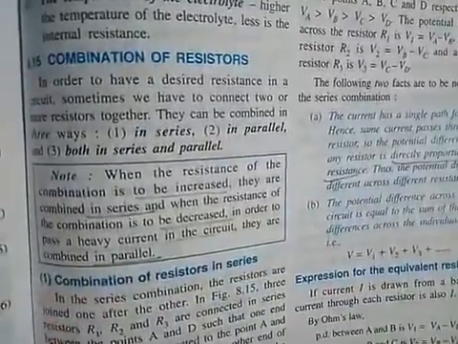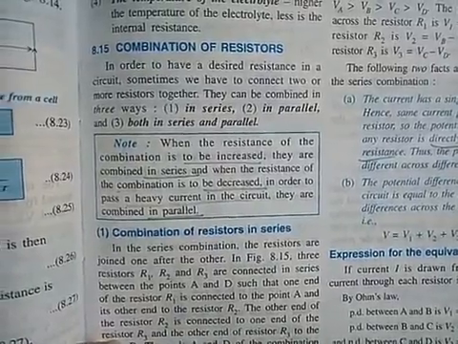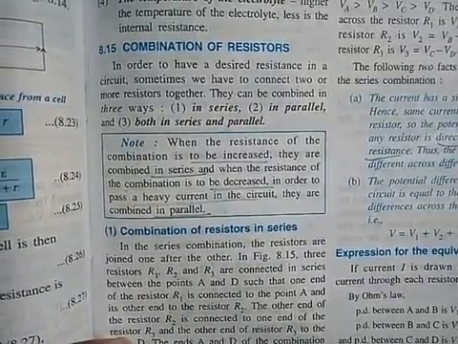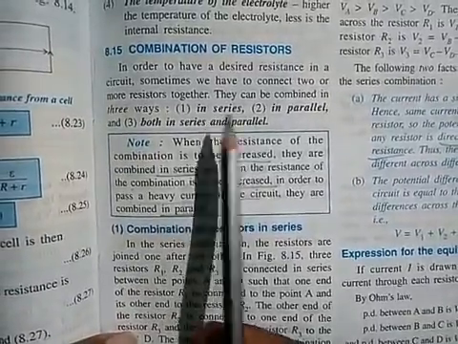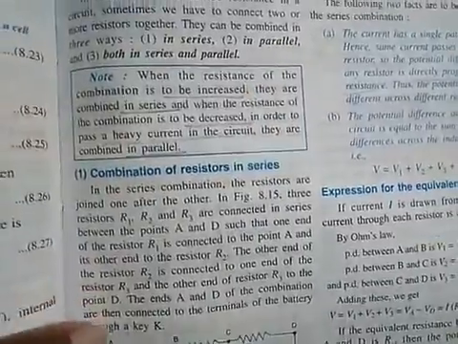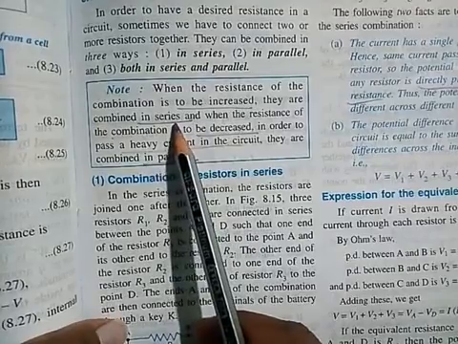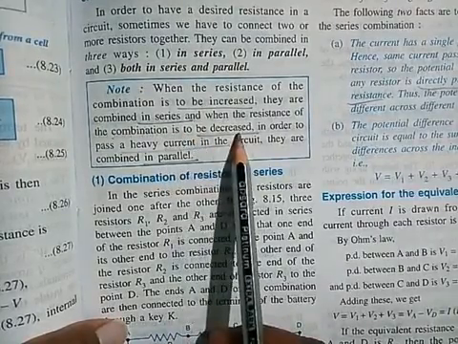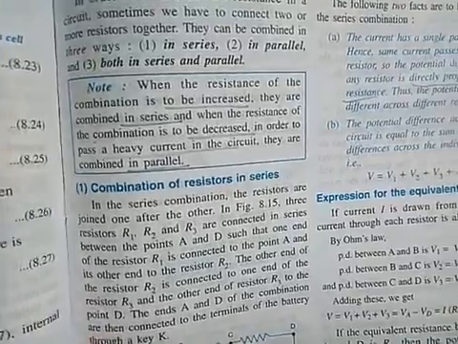Now, combination of resistors. In order to have a desired resistance in a circuit, we connect two or more resistors together in three types of combinations. First in series, second in parallel, and third both in series and parallel. To increase the resistance, we combine resistors in series, and to decrease the resistance, we combine resistors in parallel.